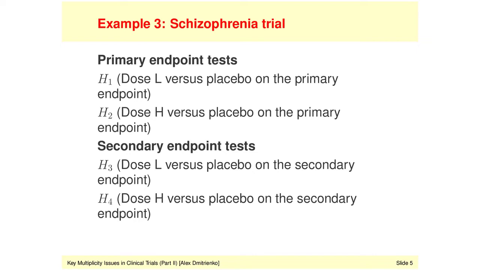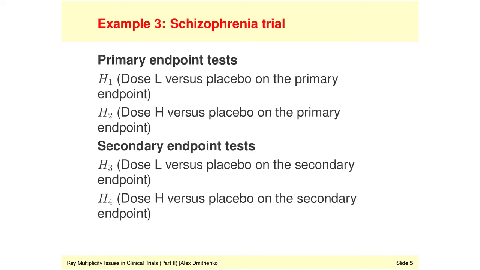The primary family, or family 1, includes the primary endpoint tests, and these are the tests for testing the hypotheses H1 and H2, and these are the hypotheses that are formulated in terms of comparing each dose in this clinical trial, the low dose or the high dose, versus placebo on the primary endpoint. And I would like to quickly remind you that the primary endpoint in this clinical trial was based on the change from baseline to the end of the trial in the PANSS total score. PANSS here stands for the Positive and Negative Syndrome Scale.